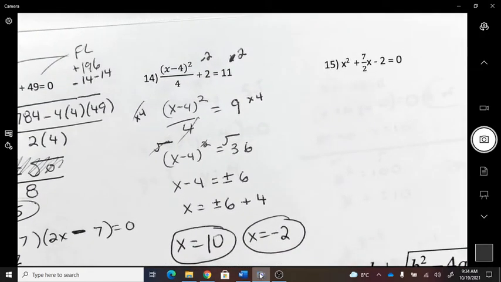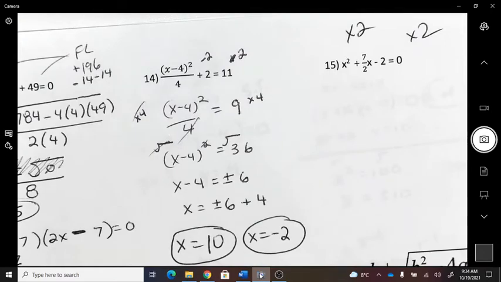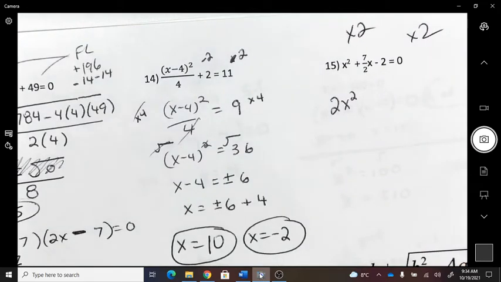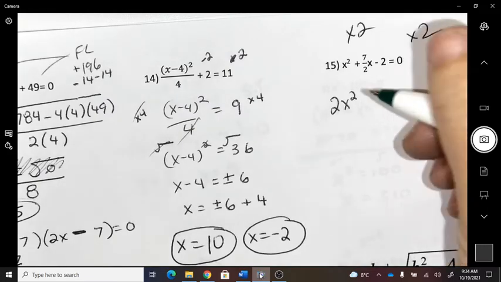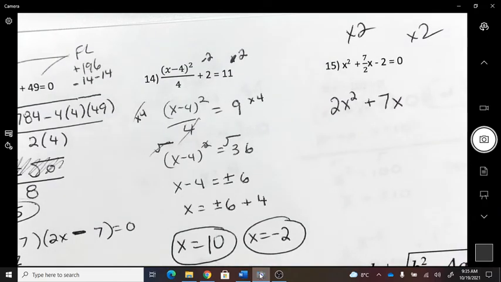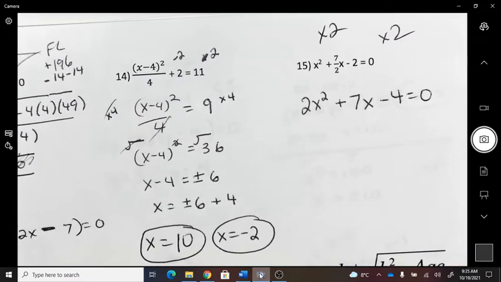Okay, 15. I don't like the look of it. What do you want to do to change it to look a little different for us? Multiply everything by 2. So 2x squared. What's that middle part then? If I multiply 7 over 2 by 2, it cancels, right? Just the 7 now. Minus 4. Okay, so now it just looks different to me.